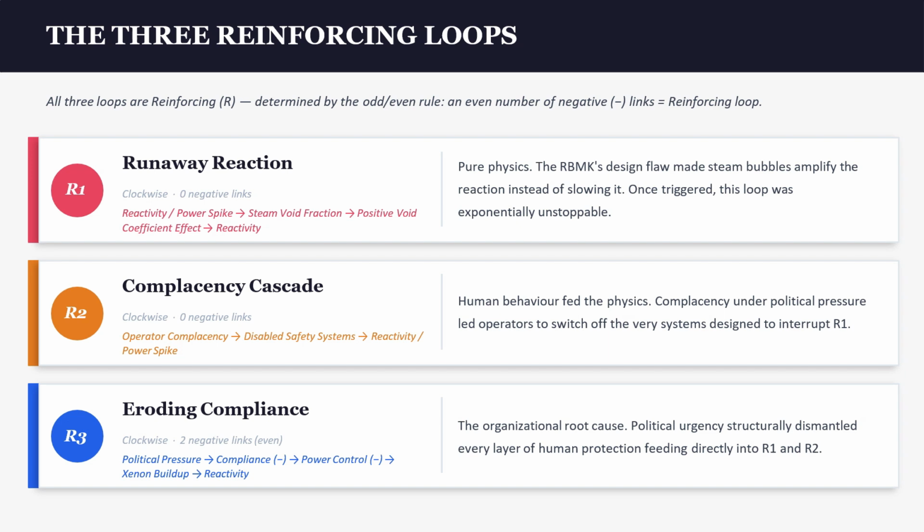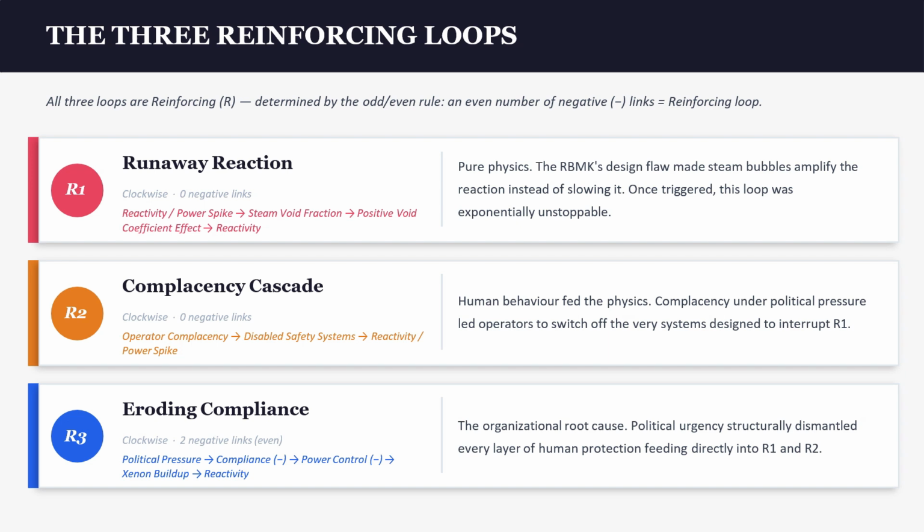All 3 of our loops are reinforcing, meaning they make things worse, not better. We use the odd-even rule. Even number of negative links means reinforcing. Odd means balancing. R1, runaway reaction, pure physics. The reactor's design flaw made steam bubbles speed the reaction up instead of slowing it. Once it started, it couldn't be stopped.